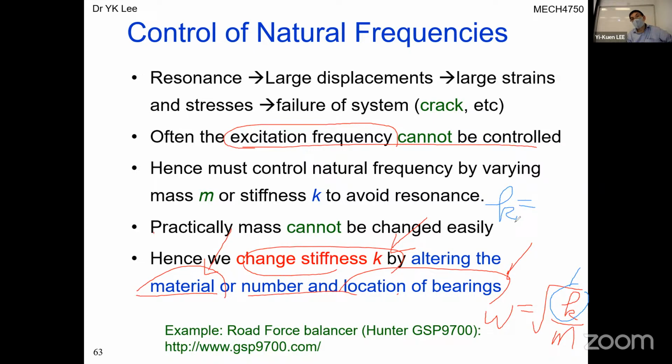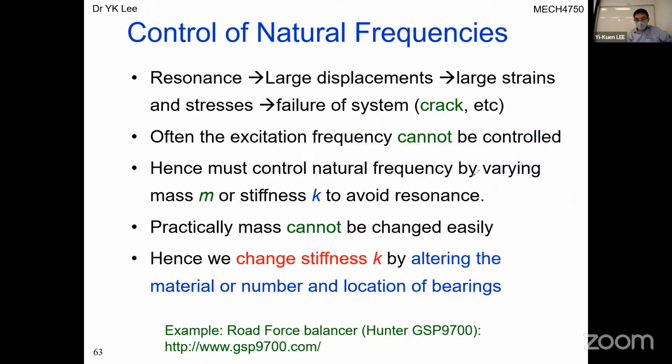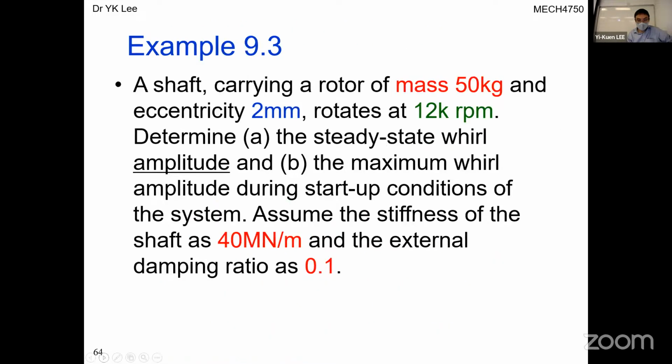Remember, for a cantilever beam, we have about 3EI over L. If you look at the cantilever beam as a spring, the length L can affect the spring constant, and EI is determined by the cross-section area. So these are the parameters. Of course, if you can change the material, then you can change the Young's modulus. This is a typical way to think about how we can change the design to minimize this vibration problem.